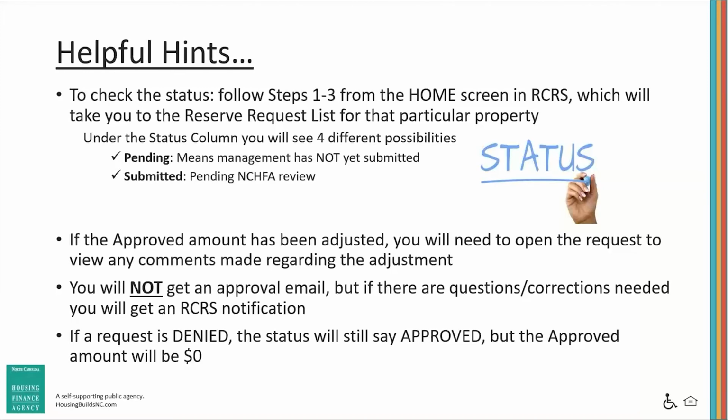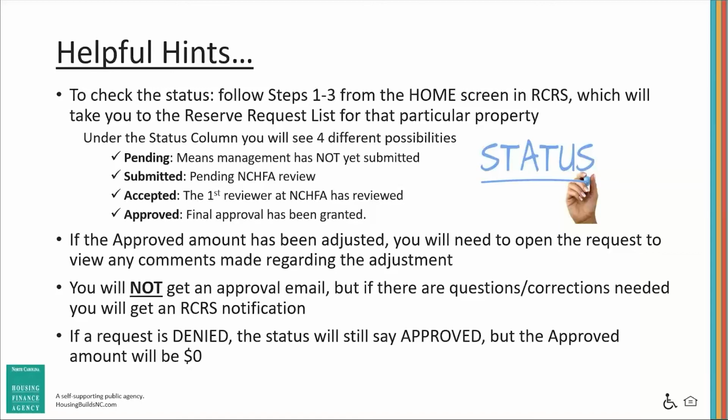Submitted means that it is pending NCHFA review. Accepted means that the first reviewer at NCHFA has reviewed it. And approved means that final approval has been granted. If the approved amount has been adjusted, you will need to click that magnifying glass to open the request, and there you'll be able to view any comments made from the reviewer regarding an adjustment that was made.